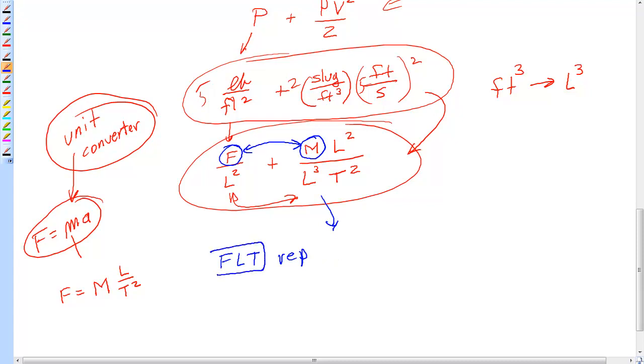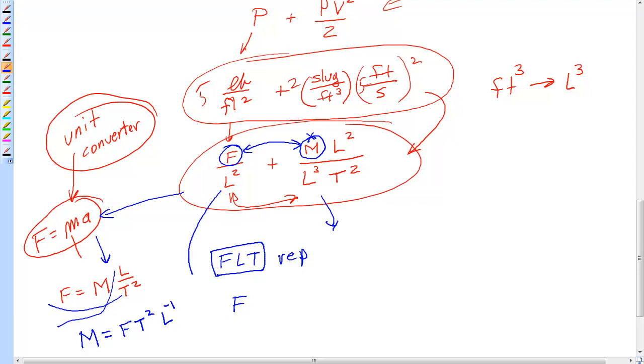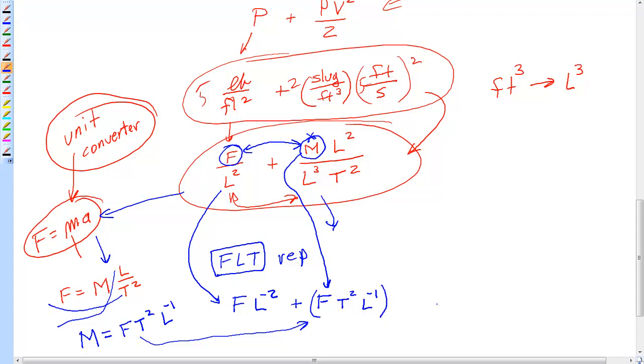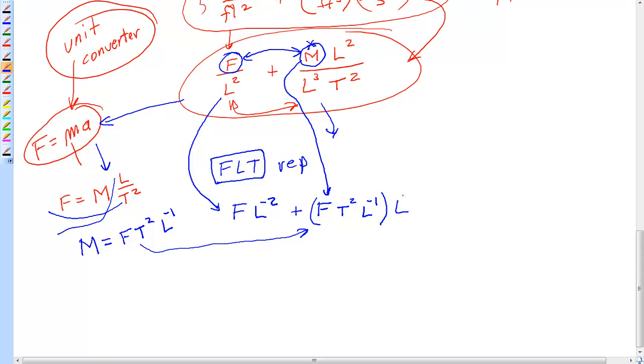This means anywhere I see a mass, I need to get rid of it. How do I get rid of it? I go straight to F equals ma. I alter this equation such that m is equal to F t squared L minus 1. So I simply move the t over and the L under, and this is what I get. F, so I'm using this, simply gets written down as F L minus 2 pounds per square foot, plus, now I have a mass. I basically pull this right here, F T squared L minus 1, there's my mass, L squared, now I'm going to grab the L minus 3, T minus 2.